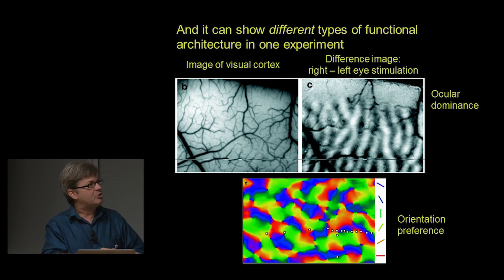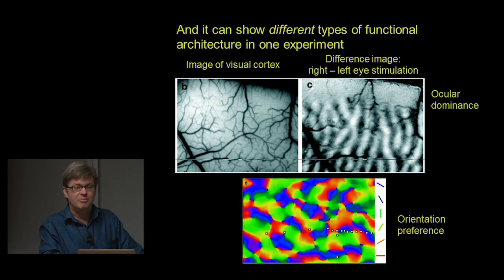The simplest set of movies you can, so this is one picture of the brain. It looks like a brain. It's nothing special. This is a difference image of pictures of the brain looking through the right eye, from which pictures of the brain were subtracted when the animal was looking through the left eye, and you get these beautiful stripes. So you might get those data in 10 minutes, but then you can do another experiment.